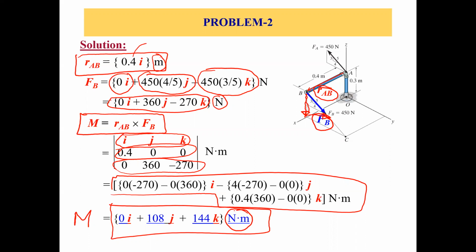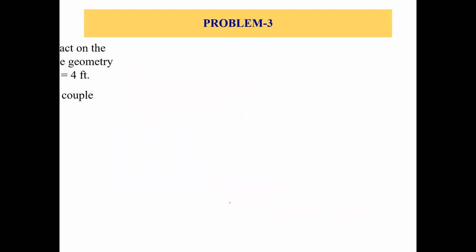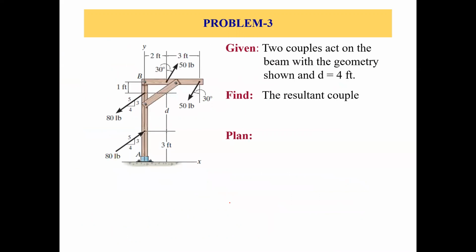All right, so let's move forward. Let's do another problem. Problem 3. Now, if you look at this figure, there is some kind of structure, right? And this is point A, this is point B. There are 1, 2, 3, and 4 forces acting on this structure. So we have a 50-pound force here, a 50-pound force here, an 80-pound force here, and an 80-pound force here.